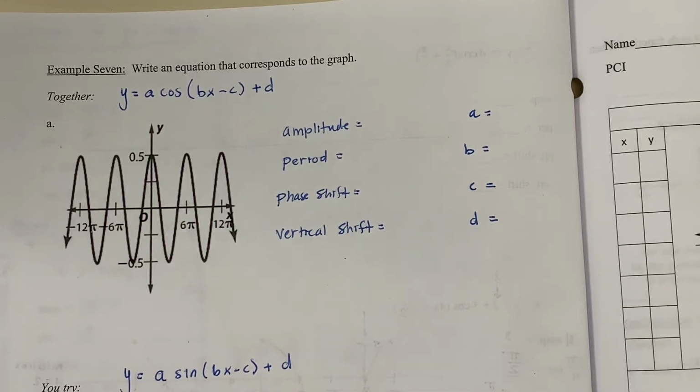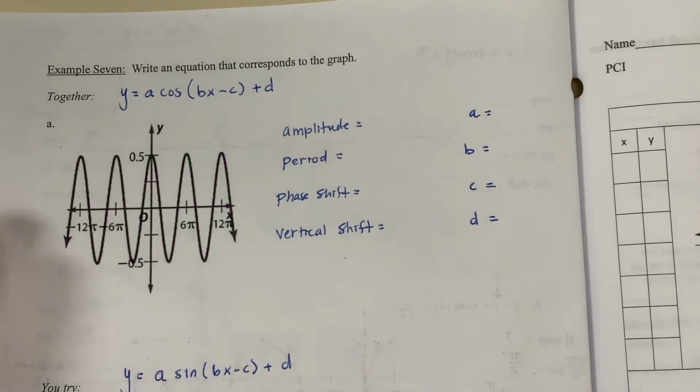4.4 notes example 7, letter A. We're going to write an equation that corresponds to the graph. Now, when I am given a sinusoidal function, the first thing I'm going to do is identify a portion of the curve, and I typically begin where the x-axis and the y-axis join together, so near the origin.